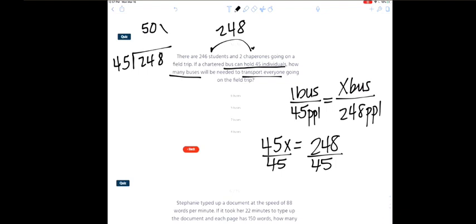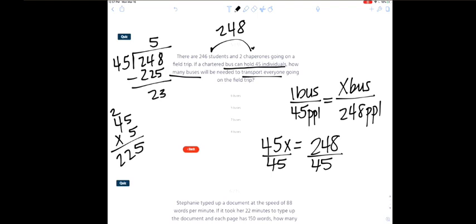So 50 times 4 is 200, which means that this is probably going to be 50 times 5, which is 250. Okay, so let's do 45 times 5. That's 25, carry the 2, 225. So it's about 5 buses. But when we have 5 buses, we're still going to have 23 people left over, which means we're going to need 1 more bus, which means we're going to need 6 buses.